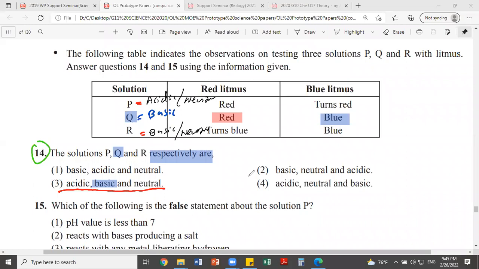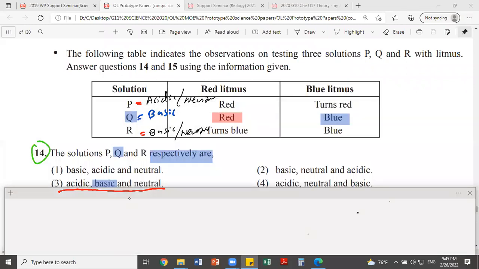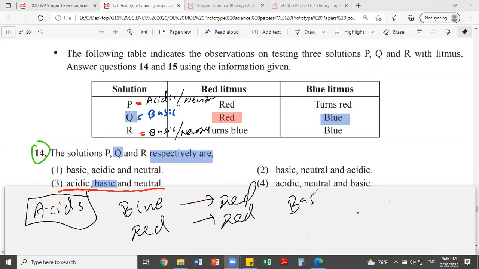Remember, this is also very important. Some students think acid turns blue to red as well as red to blue. That is completely wrong. Acids turn blue litmus, say with vinegar, blue to red, and red no change, red remains red. Bases convert red litmus to blue, and blue litmus no change, blue litmus remains blue.